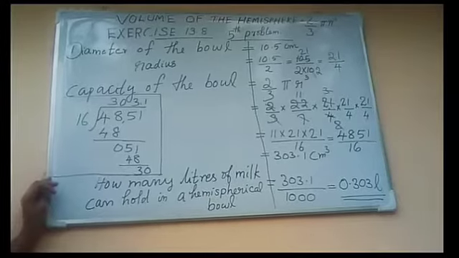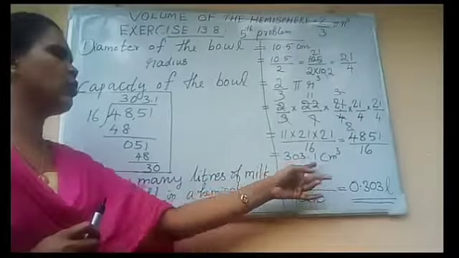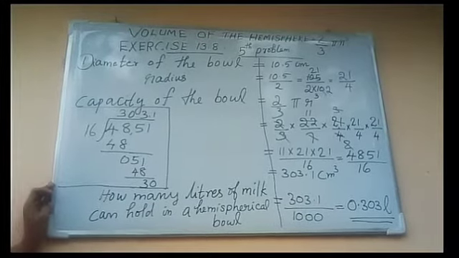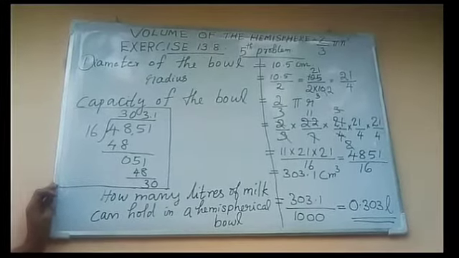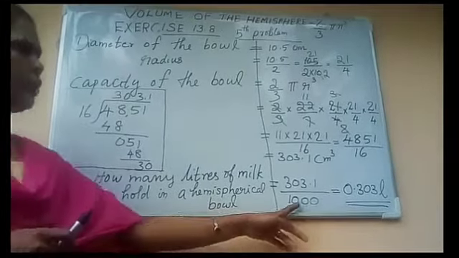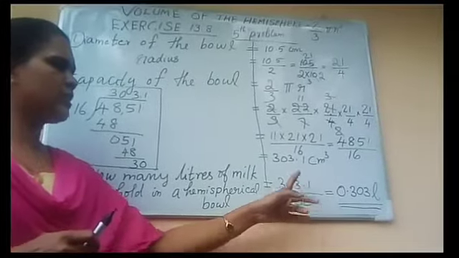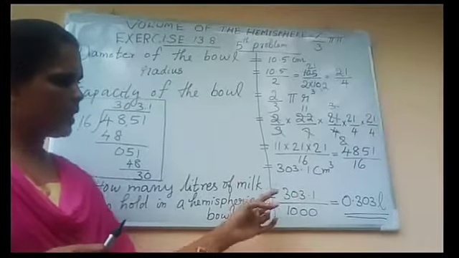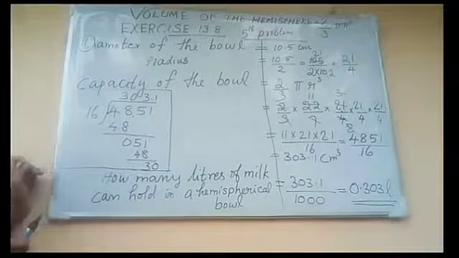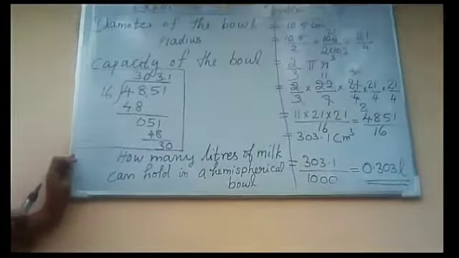How many liters of milk? That is, centimeter cube is changed into liter. For changing into liter, we divide this centimeter cube measure by 1000. For dividing by 1000, we move the decimal 3 places. So it is equal to 0.303 liters.